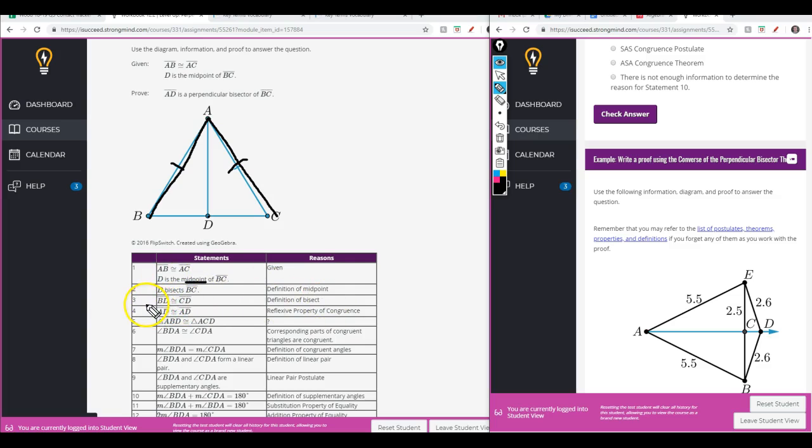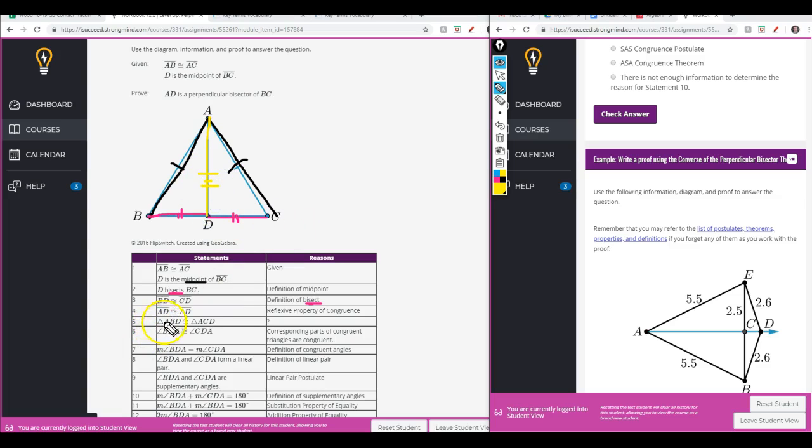And then it says segment BD is congruent to segment CD. Right there. And the reason is because it's the definition of bisect. So again, they made the statement up here that D does bisect it. That's the definition of bisect, means it cuts it into two congruent parts. And then they're stating that segment AD is congruent to segment AD. So that's this line right here.